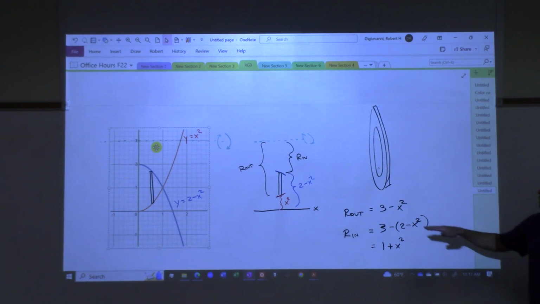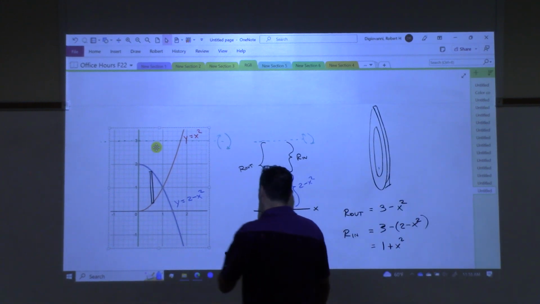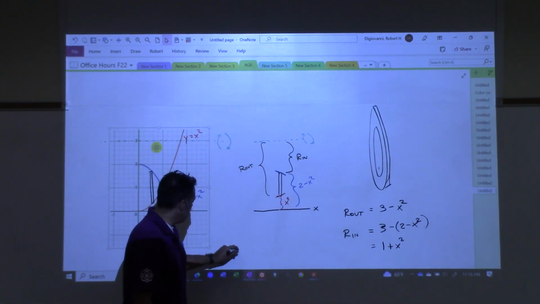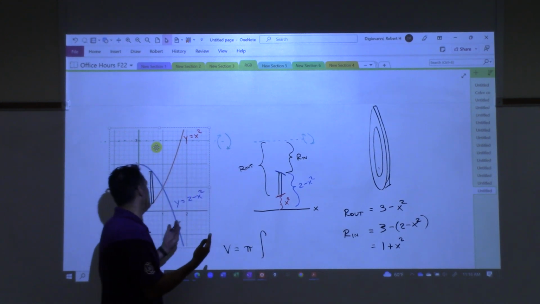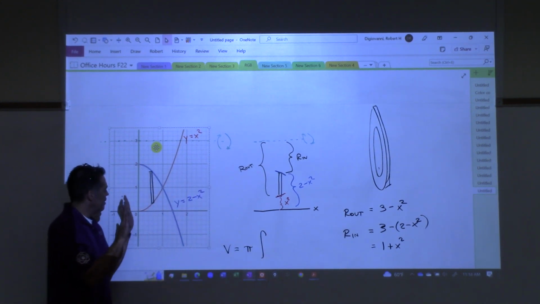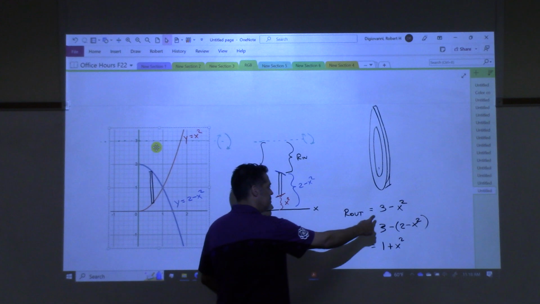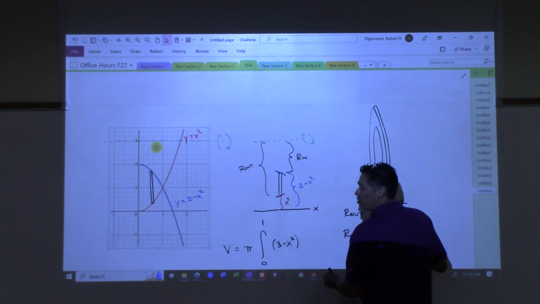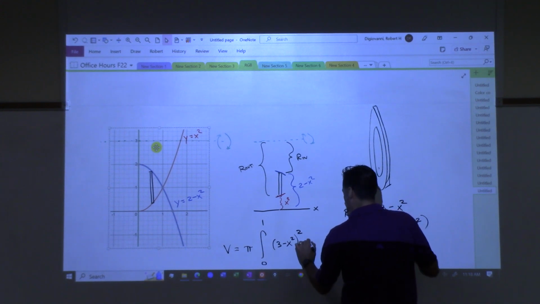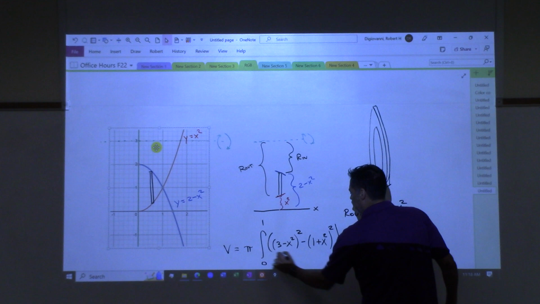Okay, so now once you have R out, R in, this is where you actually maybe have to remember some sort of formula. And that is, your volume will be pi times the integral. Now we need to figure out where our rectangle moves from. Starts at 0, goes to 1, right? So 0 to 1. And then it's R out squared minus R in squared dx. Done.